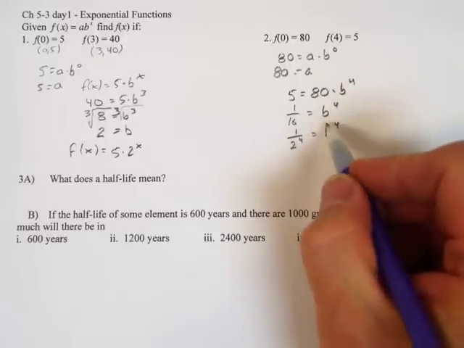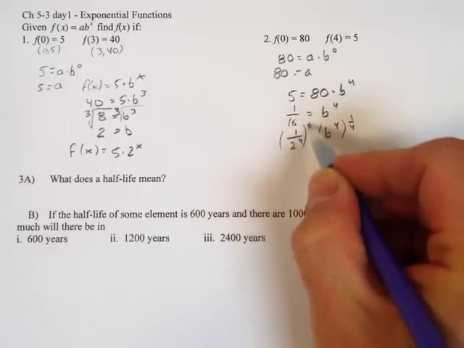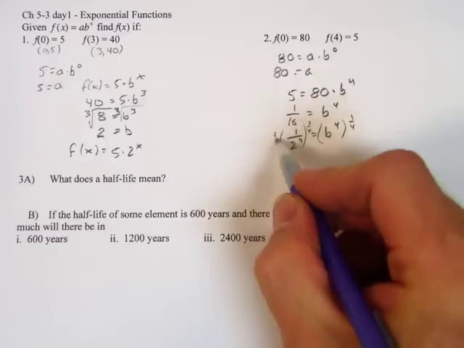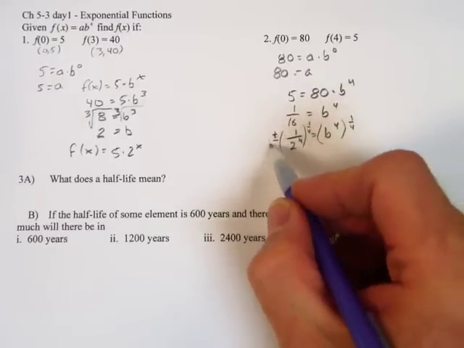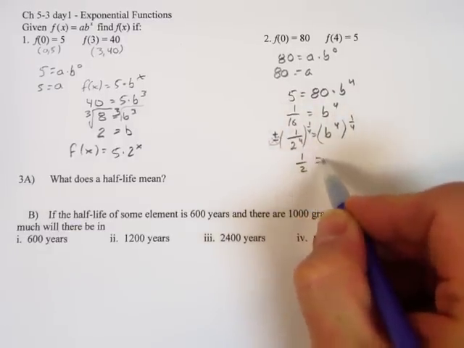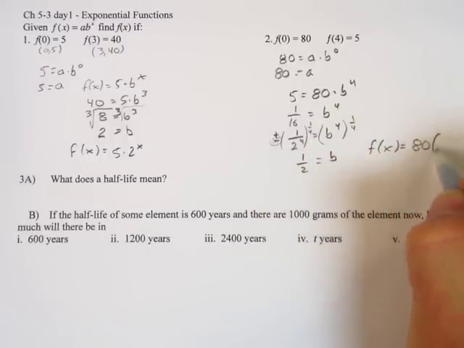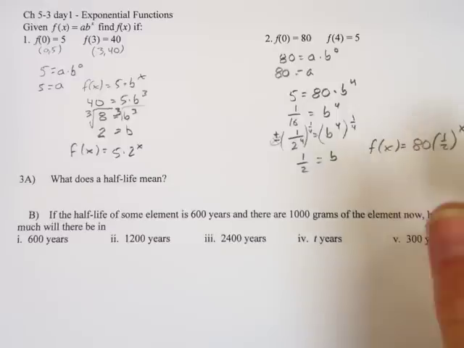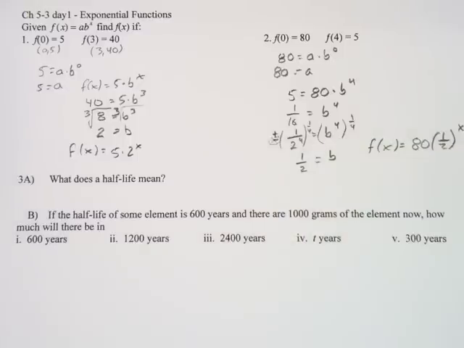Now, when you're doing this and we take the 4th root of this, when we're doing an even root, we have a plus or minus on there. But b cannot be a negative number, so we have to take that negative and just throw it out. And so we'll have 1/2. So our equation this time is f of x equals 80 times 1/2 to the x. Notice I have parentheses on this. If I do not have parentheses, the only thing that's being raised to the x is the 1. So you need to write it notationally correct.